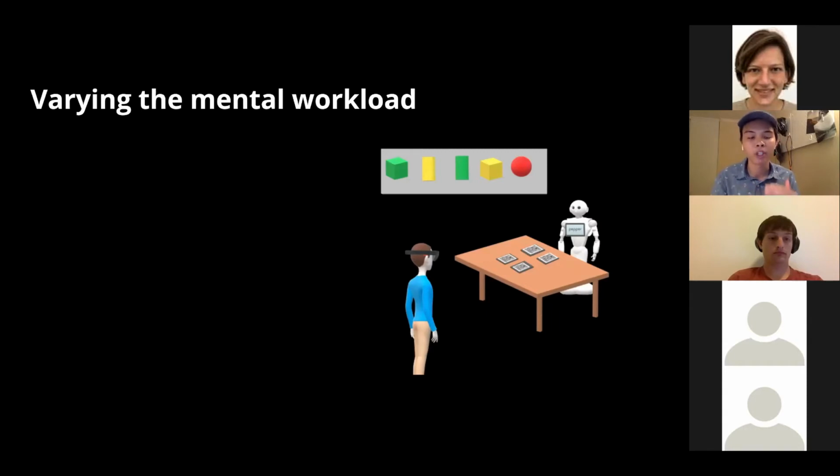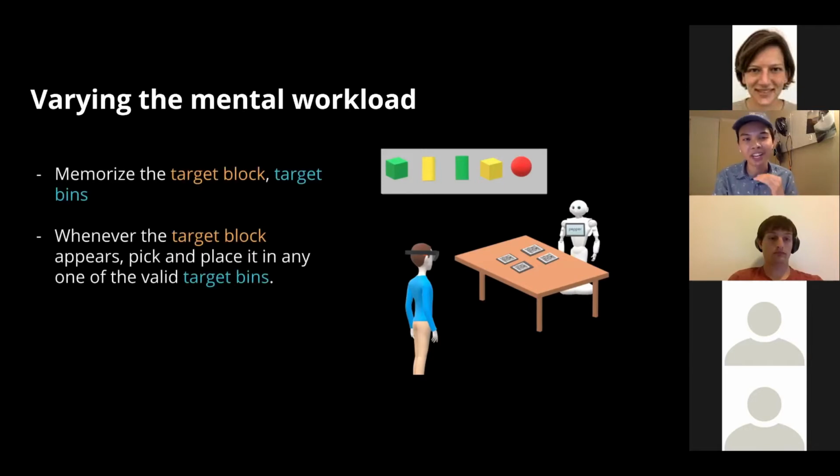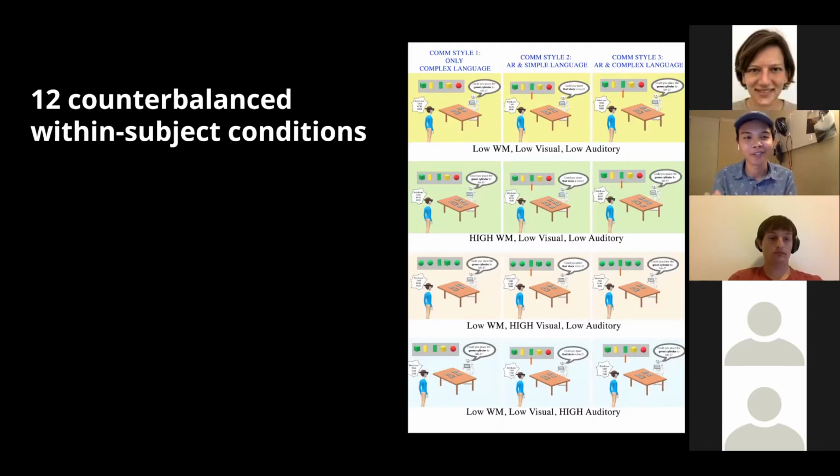Earlier, we mentioned that we want to figure out how these communication strategies are affected by mental workload. We also jointly and systematically vary the mental workload by adjusting the properties of the virtual objects. And if you want to find out more, you can check out our paper. So given 3 different communication strategies and these different workloads, we come up with 12 different within subject conditions.